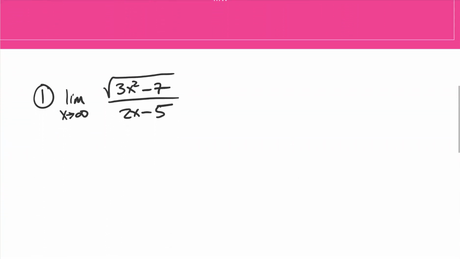I like these games with the roots. So we're going to take a limit as x tends towards infinity. Have some rational function, ish. We got this root that's hanging out up top. So I asked you, what's the degree of the bottom? Let's start there. What's the degree of the bottom? Bottom. It's 1, right? Degree of the top.